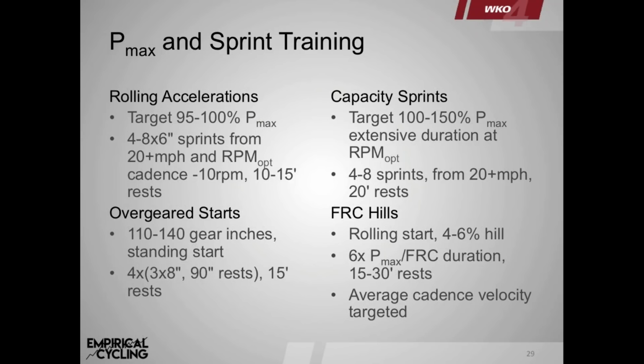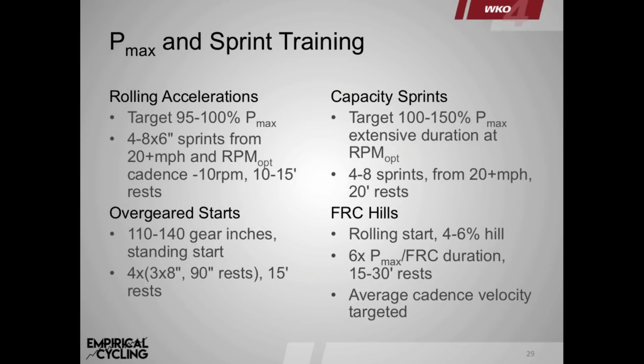So your average sprint, say it's 15 seconds, and your RPM optimal is 110 RPM. You're going to look to average 110 RPM for that sprint. So 4 to 8 sprints as usual, from 20 plus miles an hour and 20-minute rests. So you really want to give your legs a break.